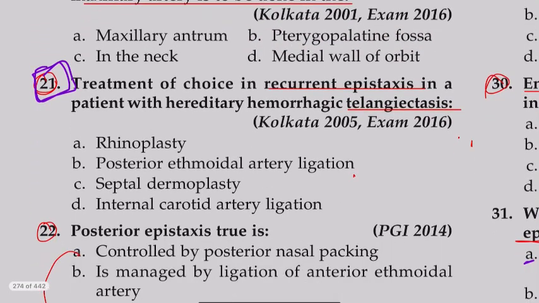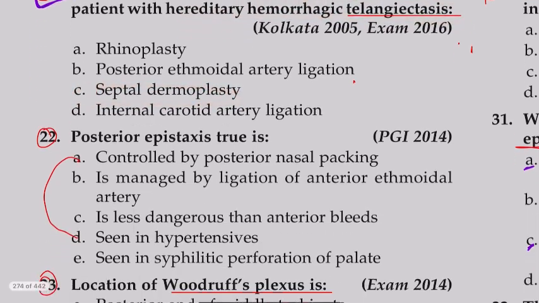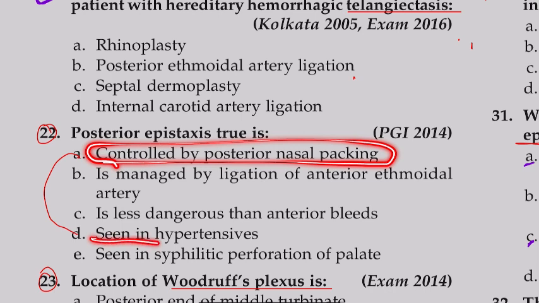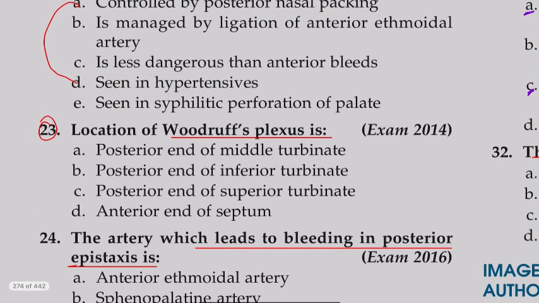Treatment of choice for recurrent epistaxis in a patient with hereditary hemorrhagic telangiectasia is what? Septal dermoplasty, right? Posterior epistaxis is controlled by posterior nasal packing, yes, and it is seen in hypertensive, elderly individuals. Location of Woodruff's plexus, I've already said, is the posterior end of what? Inferior turbinate, right?